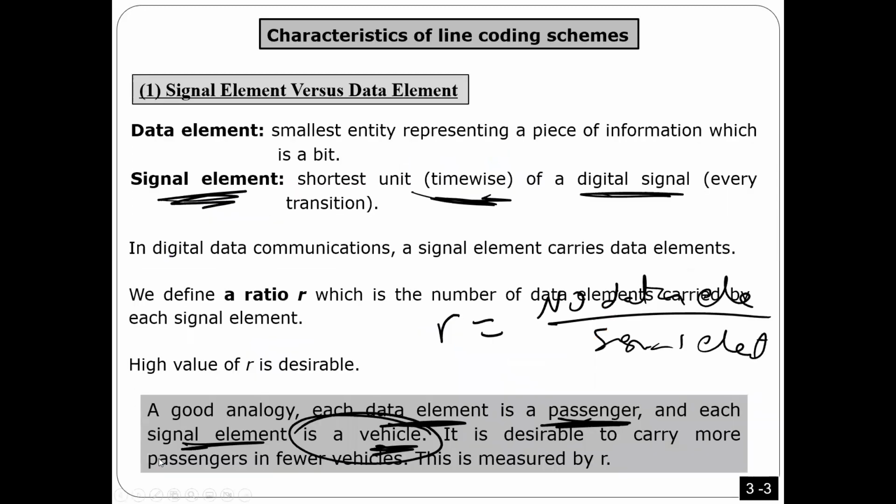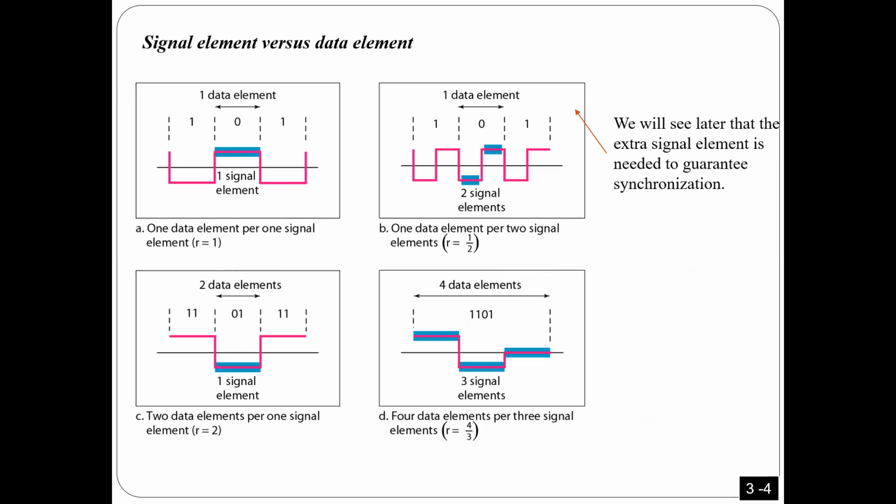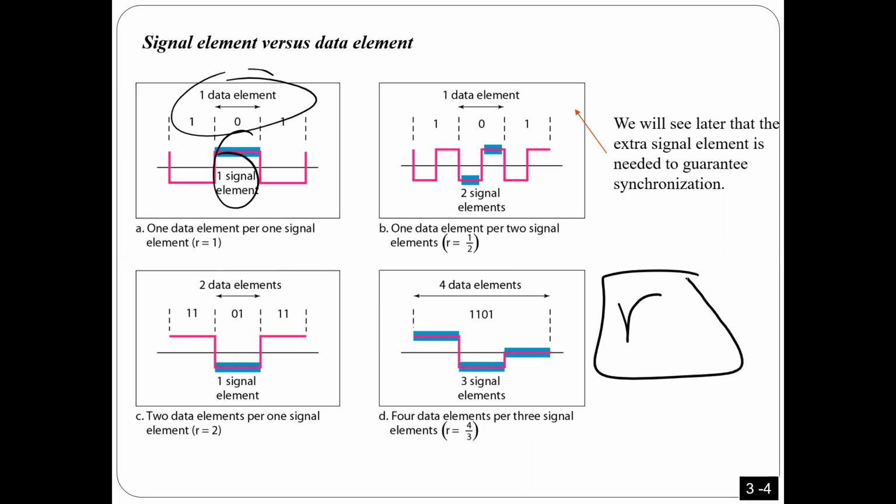Okay, so now you should understand what I mean by data element, which is just 1 bit. You should understand what I mean by signal element, like a cost. This is the cost, like how many cars I have. We try to transfer as much data as possible using as few signal elements as possible, and this can be reflected by R. If R equals 1, that means I'm going to transfer 1 bit using 1 car, in this case 1 signal element. You got what I'm saying?